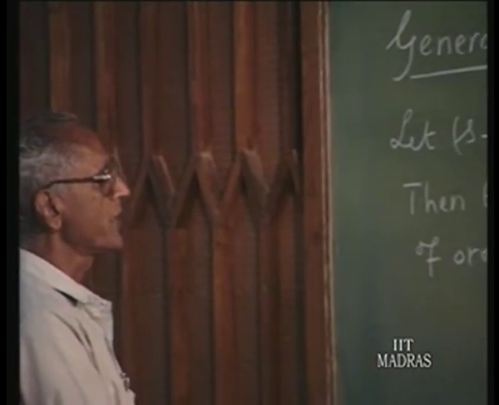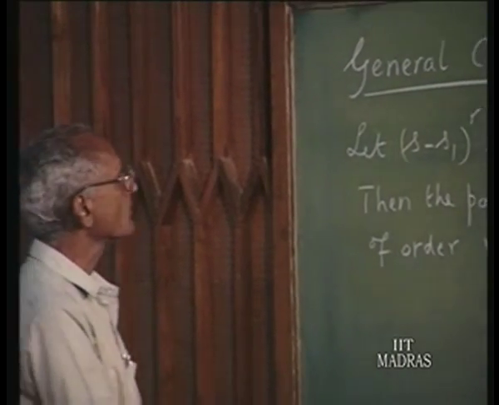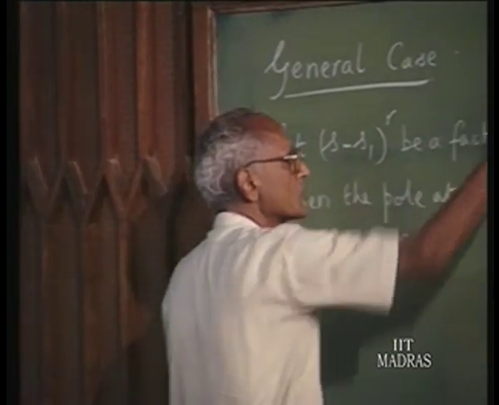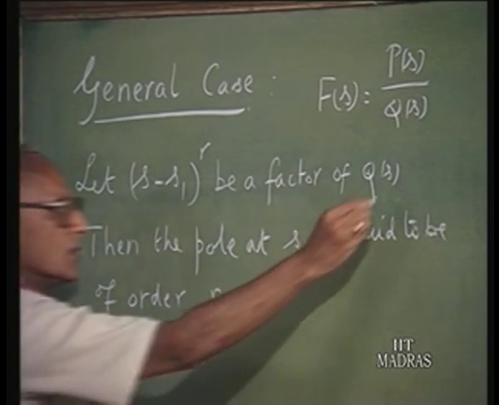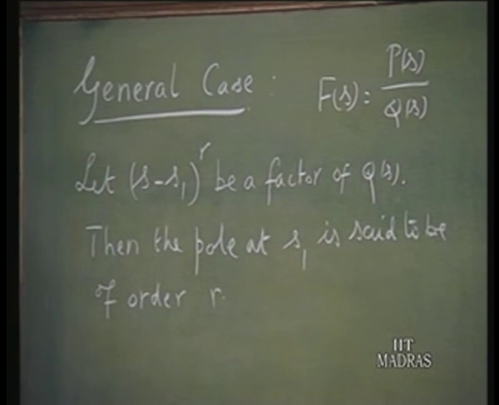Let us now consider a general case of situation where multiple order poles occur. So, given F(s), which is P(s) over Q(s), let (s minus s1) raised to the power of r be a factor of Q(s). In this event, we say that the pole at s equals s1 is of order r, because this particular factor is repeated r times.